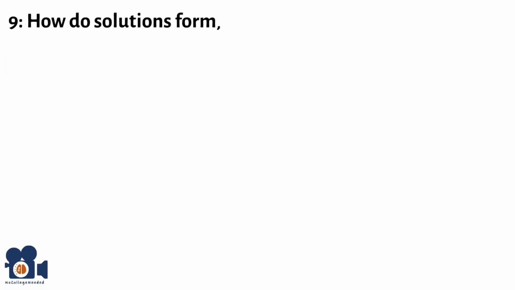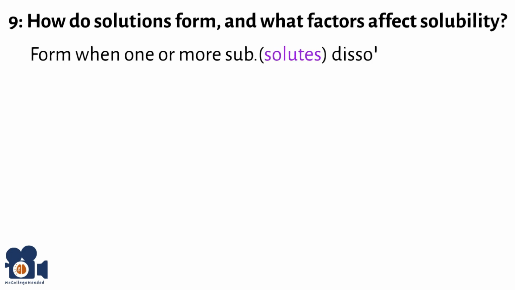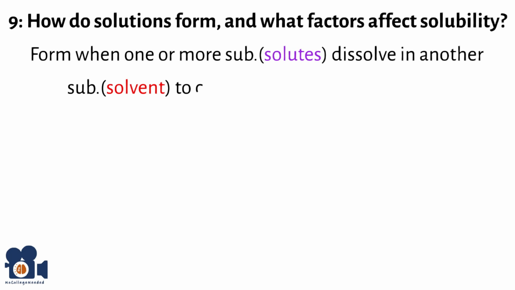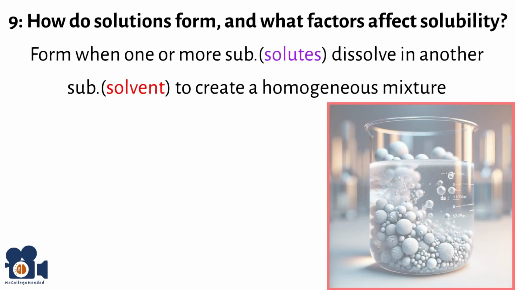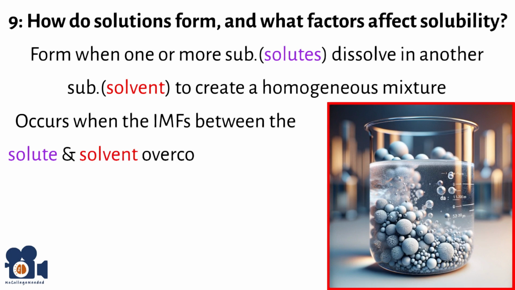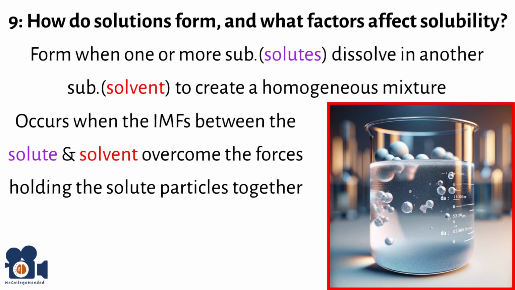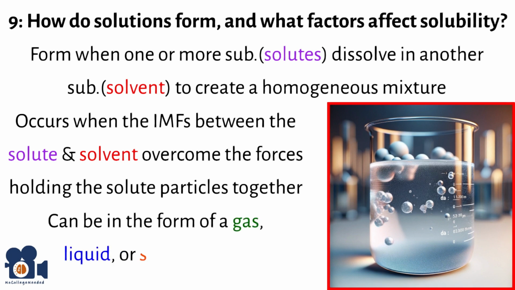Number 9. How do solutions form and what factors affect solubility? Solutions form when one or more substances, solutes, dissolve in another substance, the solvent, to create a homogeneous mixture. This process occurs when the intermolecular forces between the solute and solvent overcome the forces holding the solute particles together. The resulting mixture has the same properties throughout and can be in the form of a gas, liquid, or solid solution.